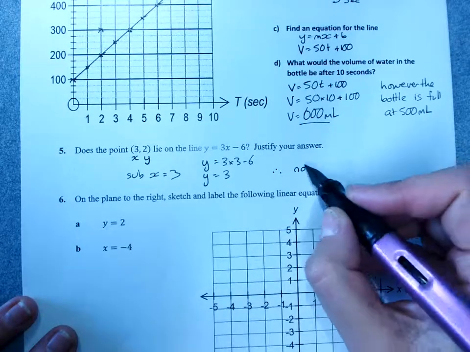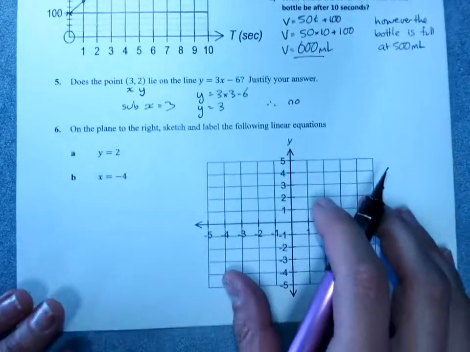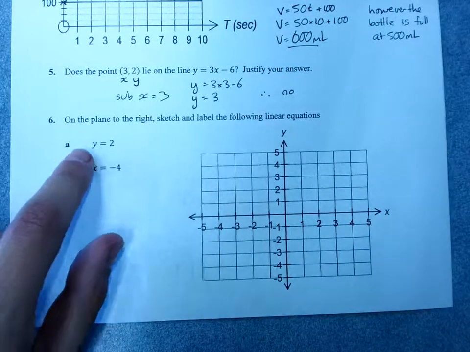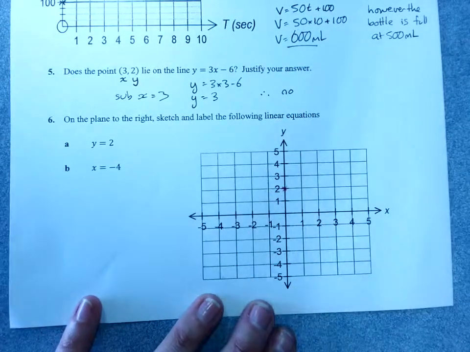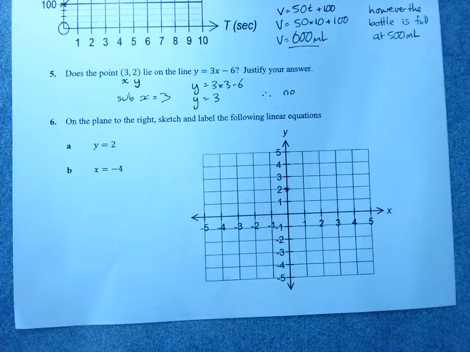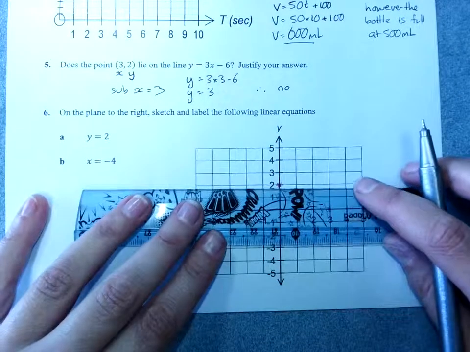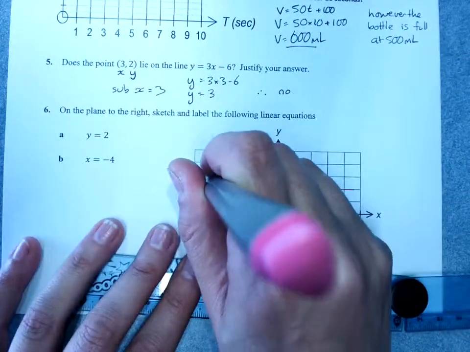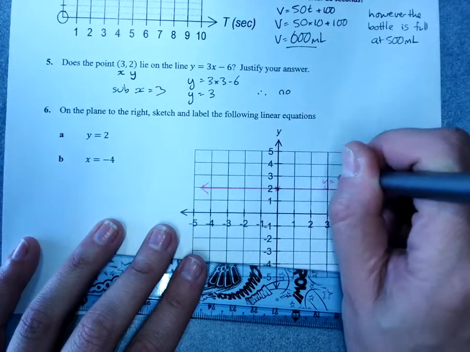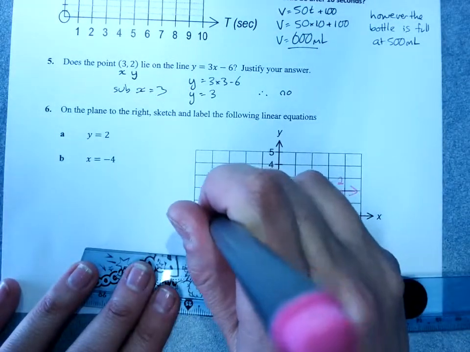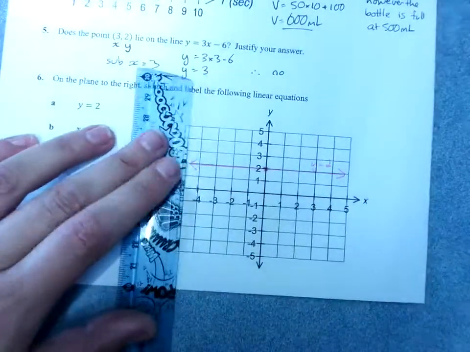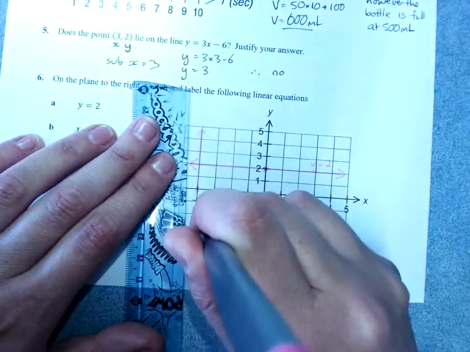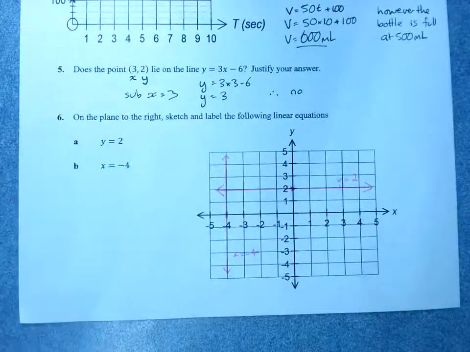Therefore, no. That'll do. On the plane to the right, sketch and label these linear equations. I've got y equals 2. Because it's just y, not y and x, you know it's a straight horizontal or vertical. And because it has to go through the y-axis, you know it's a horizontal line parallel to the x-axis. And you label it y equals 2. x is negative 4. And you have to put a line that stays at that value. So a vertical line, x equals negative 4. Don't forget to label it. See, I can is done.